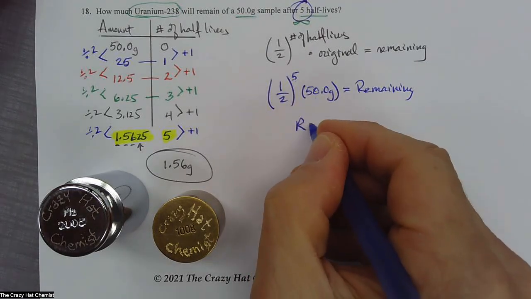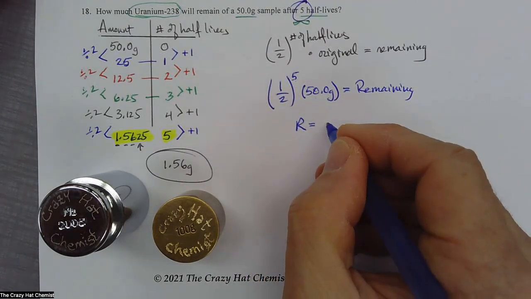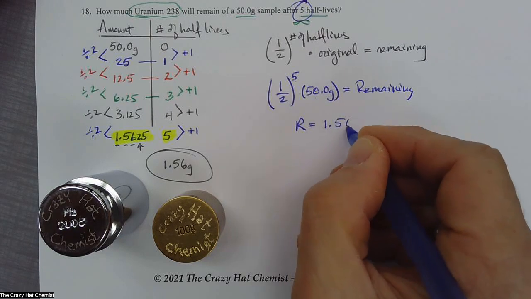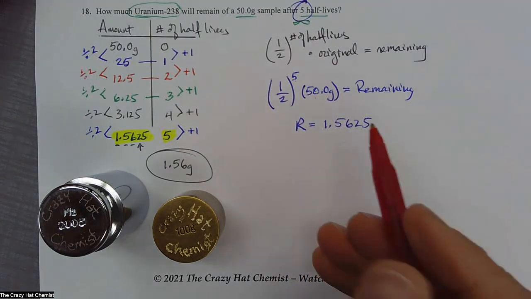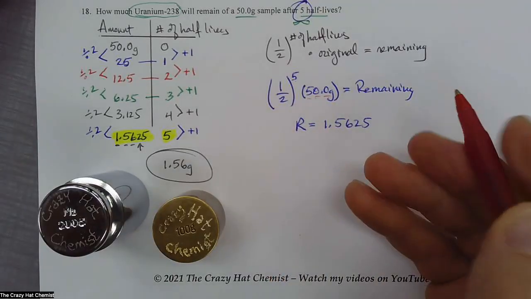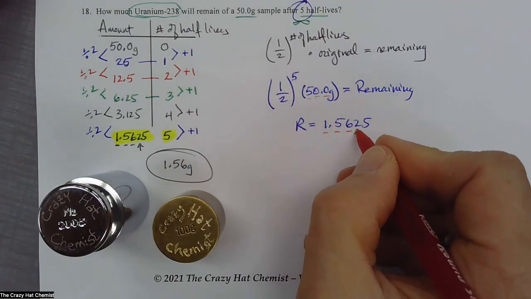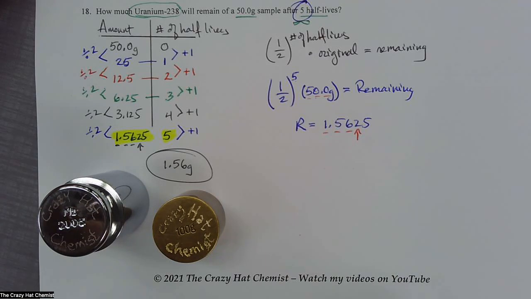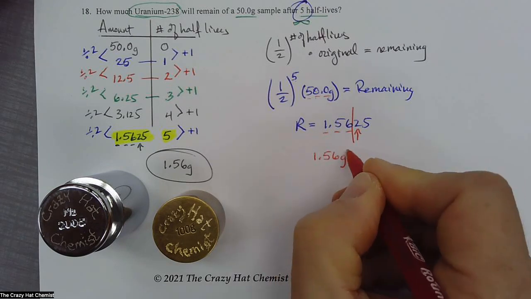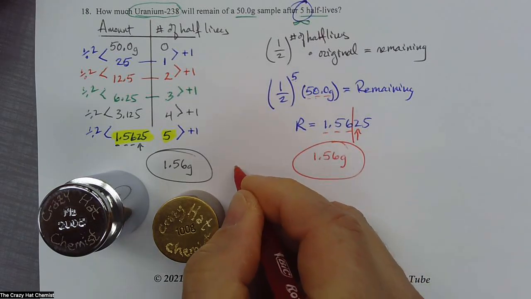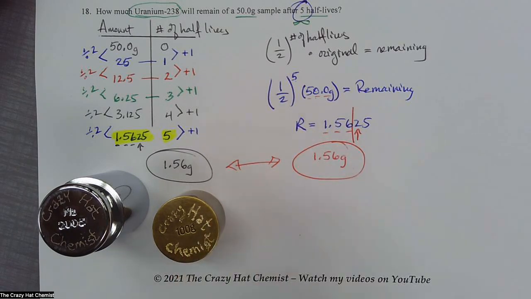And the amount remaining is going to equal 1.5625. And again, we have to round this number. We have 1, 2, 3 significant figures. We're rounding with that 2. That's less than 5, so we're going to truncate the number. That's 1.56 grams is my answer. And look at that, these two numbers are equivalent to each other. So super simple, super easy.